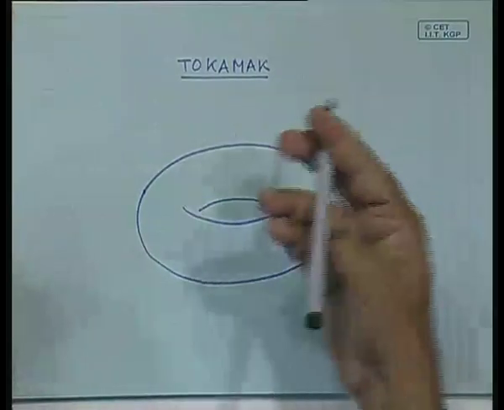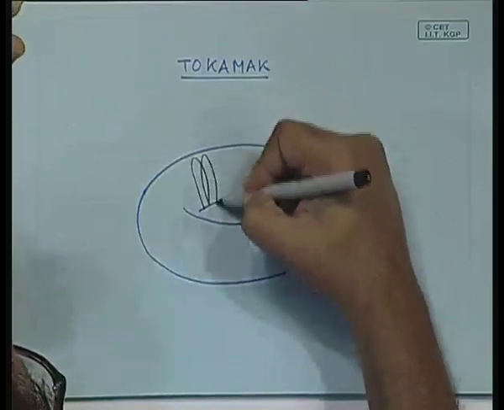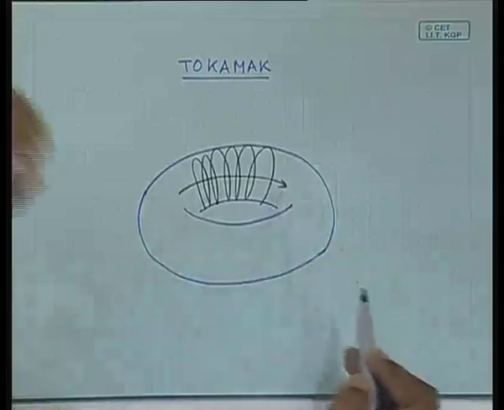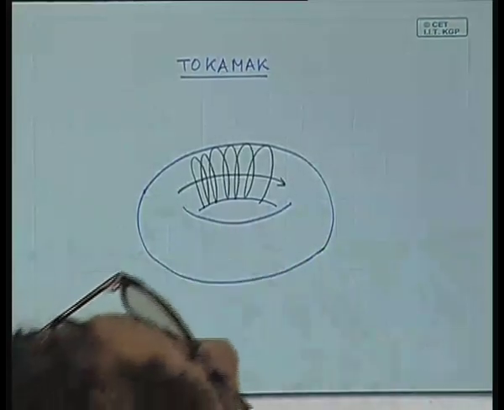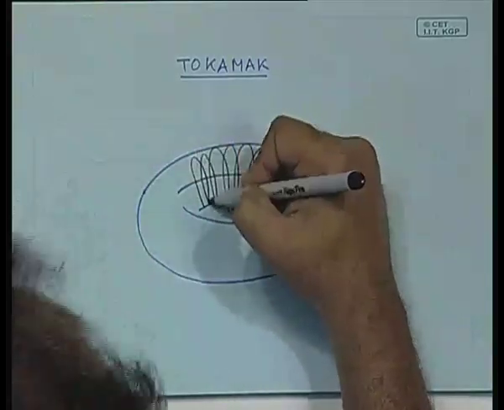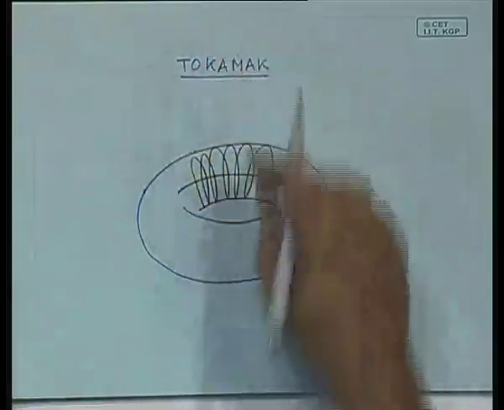And you would wind like this, so that the magnetic field is produced like so. So, that is the toroidal coil. So, in effect, all these windings are essentially around the circumference of the torus.